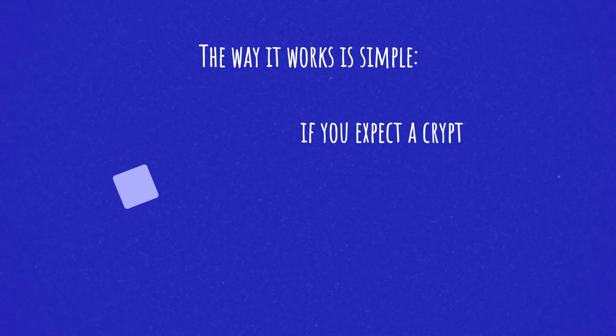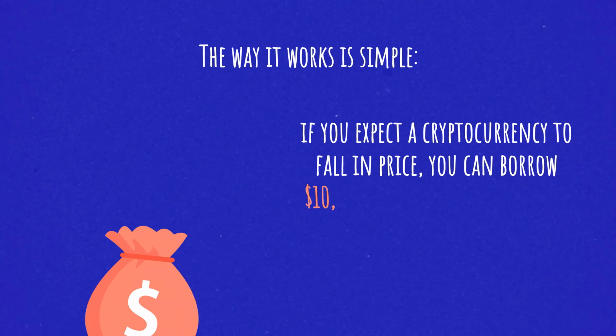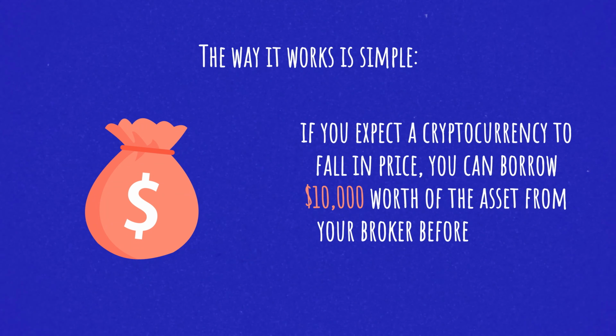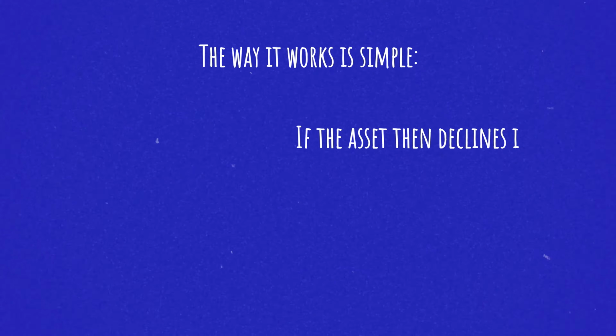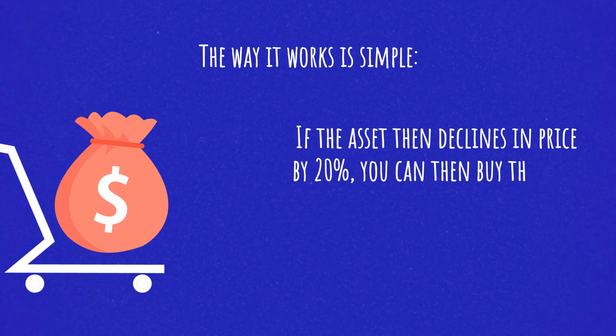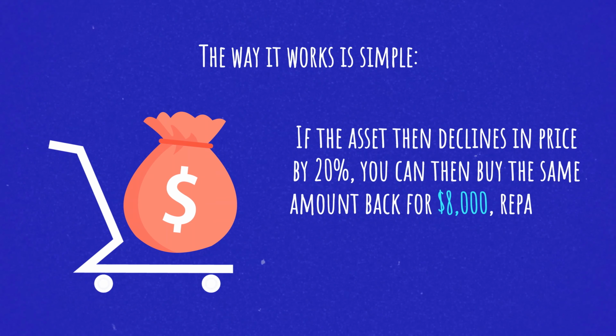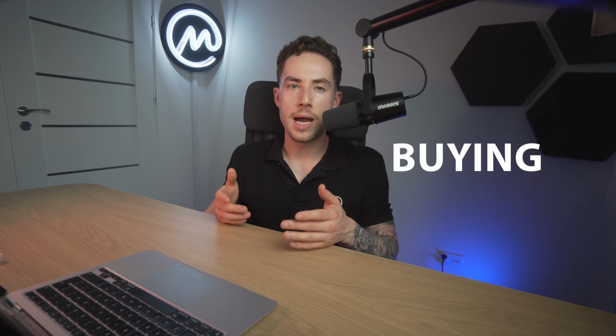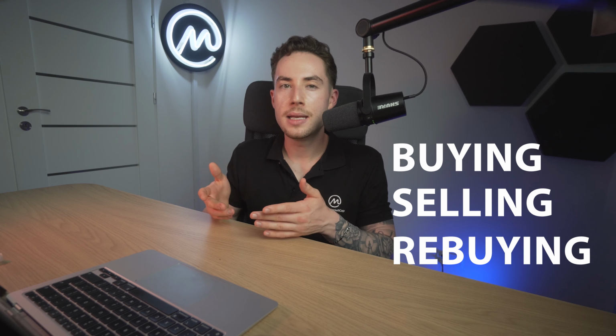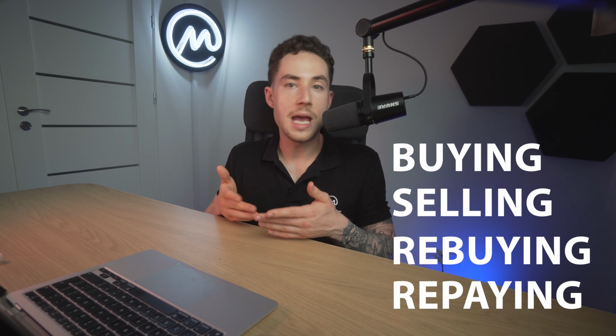If you expect a cryptocurrency to fall in price, you can borrow $10,000 worth of the asset from your broker before selling it immediately. If the asset then declines in price by 20%, you can then buy the same amount back for $8,000, repay your loan, and pocket the difference as profit. Most cryptocurrency exchanges will offer a simplified leverage trading interface to enable you to short cryptocurrencies using margin trading, keeping the mechanics of buying the asset, selling it, rebuying it, and repaying the loan behind the scenes.